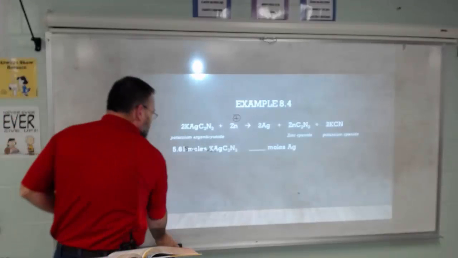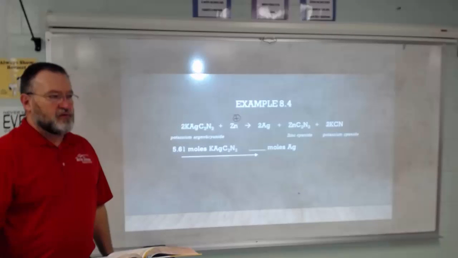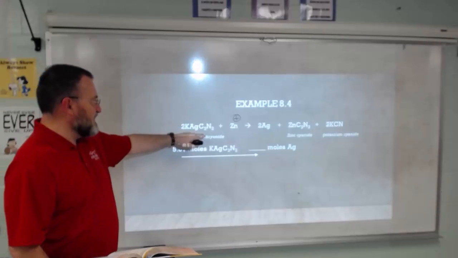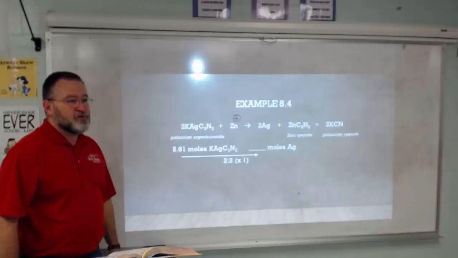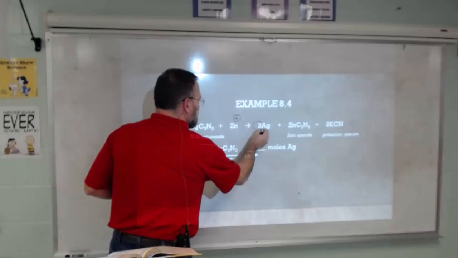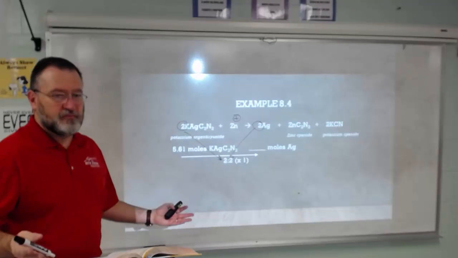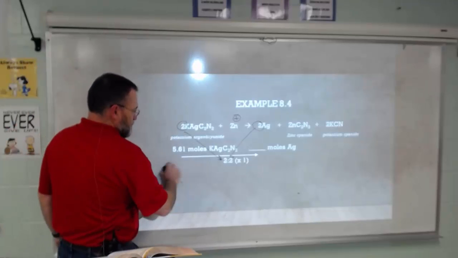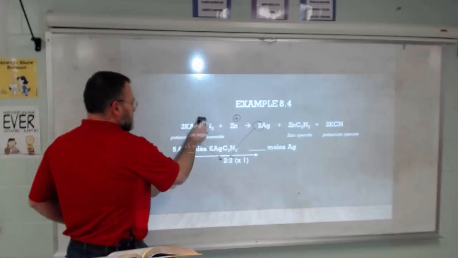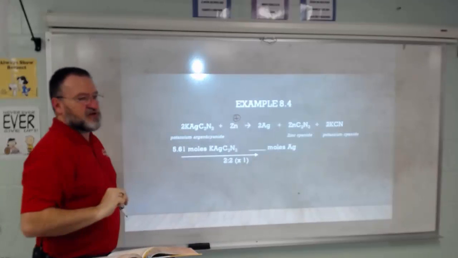It should look very familiar here. Let me erase my scribble. 5.61 moles of potassium argentocyanide relates to how many moles of silver? Just like before, we look at the relationship between the stoichiometric coefficients of potassium argentocyanide and silver. In this case, it is a 2-to-2 proportionality. 2-to-2 can be reduced down to 1-to-1. But even if you don't do it that way, moving from left to right, we hit the first two, and our fraction would be 2 divided by 2, which is equal to 1. So we're going to have the same number of moles produced as moles provided, because we have plenty of zinc to make sure it keeps going.